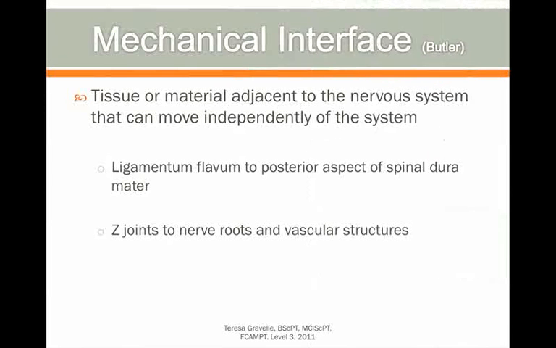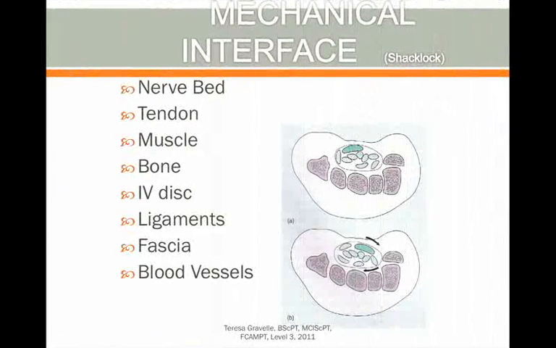The mechanical interface is the tissue or material adjacent to the nervous system that can move independently of the system. For example, the ligamentum flavum is the mechanical interface to the posterior aspect of the spinal dura mater. The zygapophyseal joints are the mechanical interface to the nerve roots that exit at the intervertebral foramen. The mechanical interface is also referred to as the nerve bed.